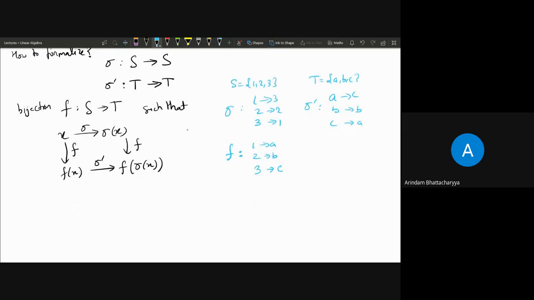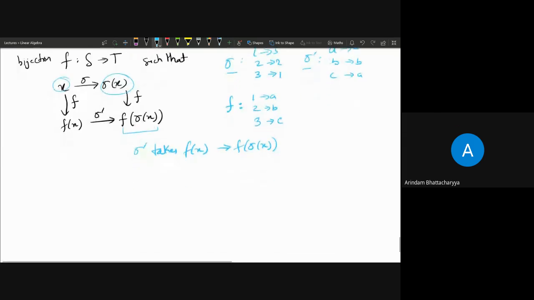Right. So sigma dash takes f of x to f of sigma of x, right? So sigma takes x to sigma of x. Sigma dash takes f of x, the image of this, to the image of this. That is the essential idea of why these two maps are the same. Yeah, so this diagram that I have drawn makes sense, right?